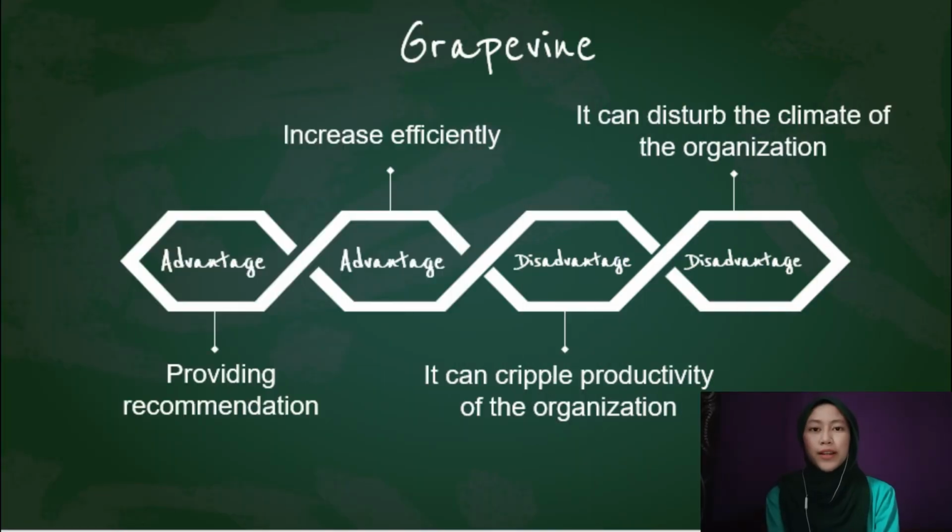Next is about advantage and disadvantage of grapevine. The advantage are providing recommendation, which employee can inform their superior about their demand, problems and ways to solve it. Next, it also can increase their efficiency, which employee can discuss their problem openly to get the work done. Next will be disadvantage, which is it can affect the productivity and disturb the climate of the organization.